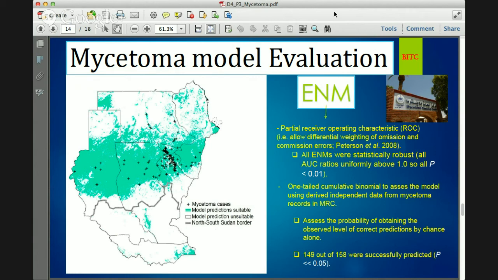Okay, so at that time, we received a data set from the Mycetoma Research Center in Sudan, which includes all cases with the geographic location of each case. We randomly selected 10 percent of these data to test our model based on a one-tailed cumulative binomial. And the result was impressive: 149 out of 158 were successfully predicted, with a p-value less than 0.5.